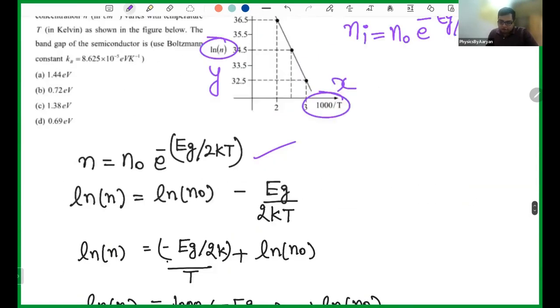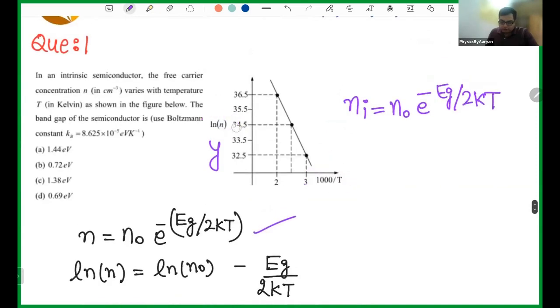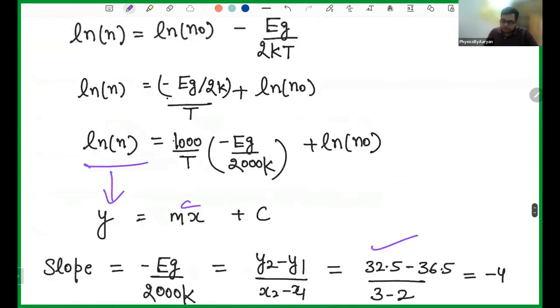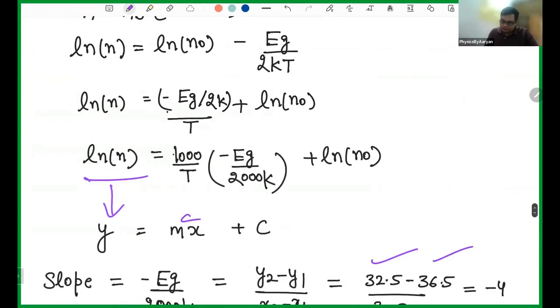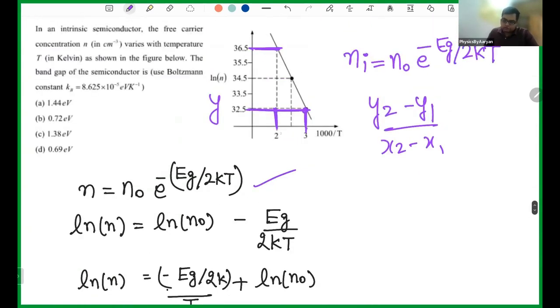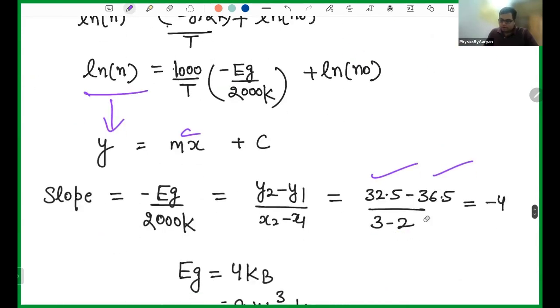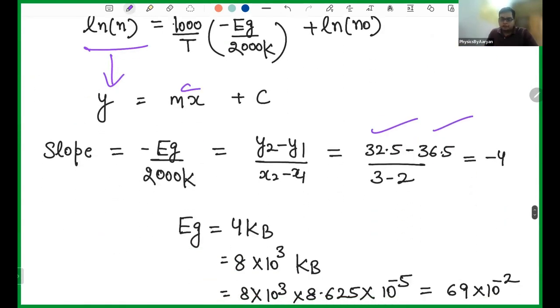And from the graph also you can find the slope. How can you find the slope? You can clearly see slope is nothing but y2 minus y1 by x2 minus x1. So this is my y2. Value of y2 is 32.5. This is my y1. It is nothing but 36.5. What is my x2? x2 is 3 and x1 is 2. So 3 minus 2 is 1. So my slope also comes out to be minus 4. And my slope is also minus Eg by 2000 k.